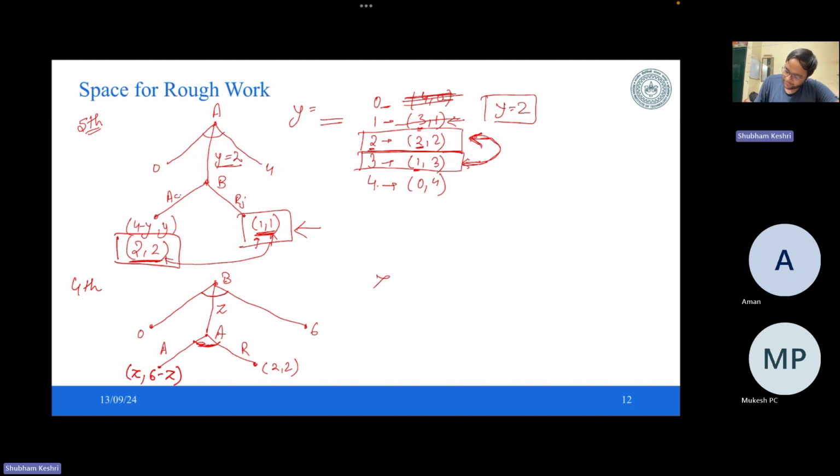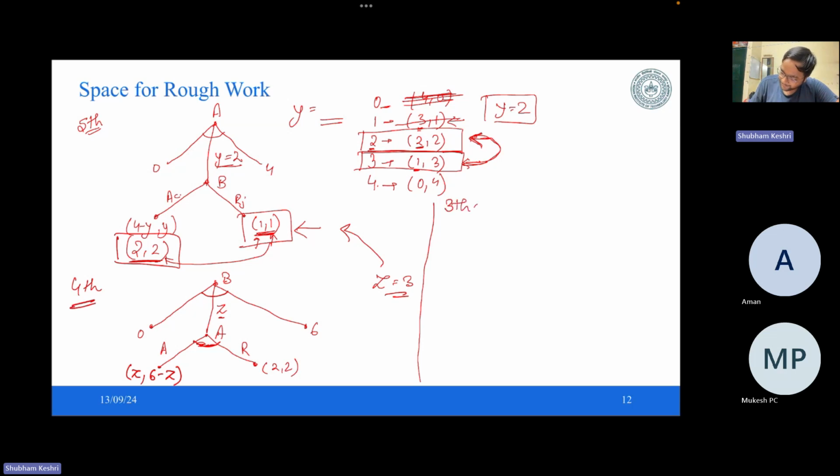So now tell me what will be the value of z. Z equals 3. Right, z equals 3. Now again I'll just write it short. So z equals 3 by the same logic. So we have done the fourth stage.